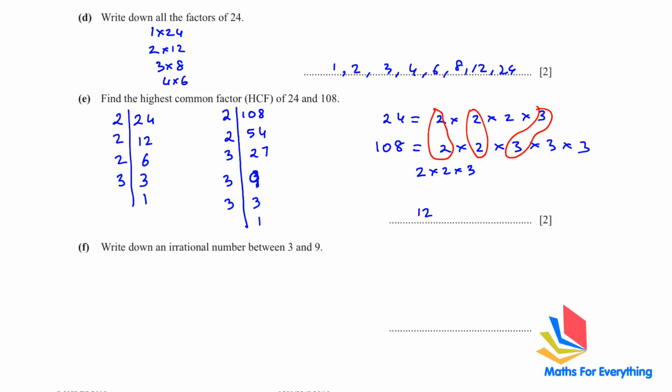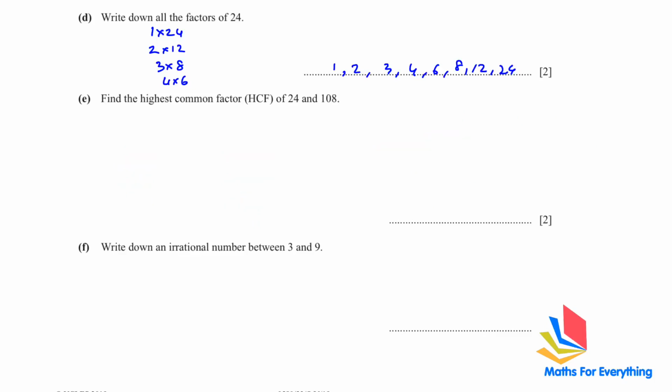Now I'll show you another way to find the HCF. Write down the factors of 108. 1 times 108 will give you 108. 2 times 54. 3 times 36. 4 times 27. You can divide in the calculator. Divide 108 by these numbers and you will get the answer. 6 times 18. 7 will not go. 8 will not go. 9 times 12. So these are the factors of 108.